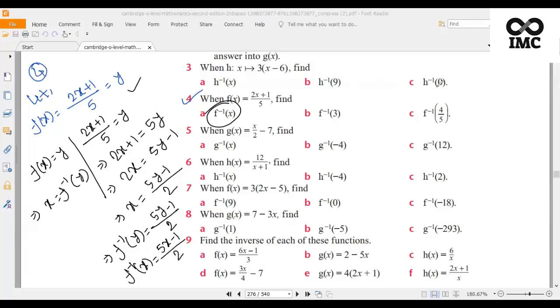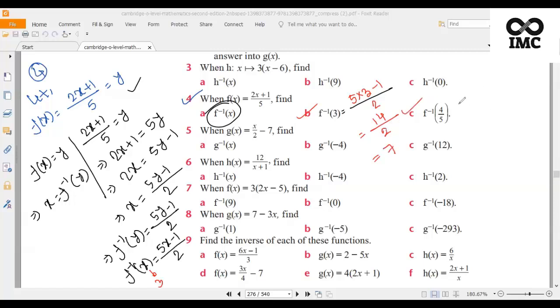Done. Now we need to find out f inverse 3. So here, how can we find out f inverse 3? Instead of x, we will put 3 here. So here, (5 into 3 minus 1) by 2. So 5 threes are 15, minus 1, that will be 14. 14 by 2 will be 7.